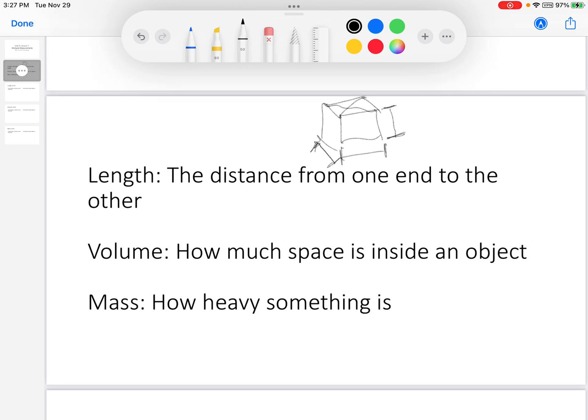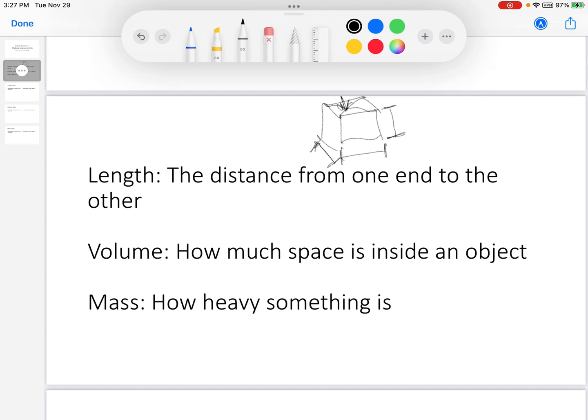Volume, how much space is inside. So imagine I open this box and I fill it full of ping pong balls. If it has a lot of volume, it can fit a lot of ping pong balls. If it has very little volume, it can fit only a few ping pong balls. Volume, how much space is inside.